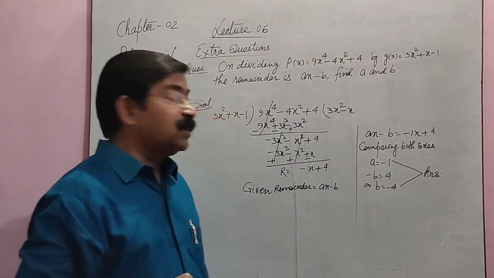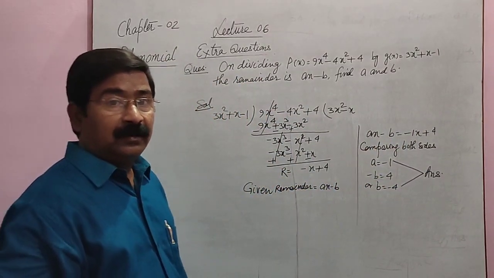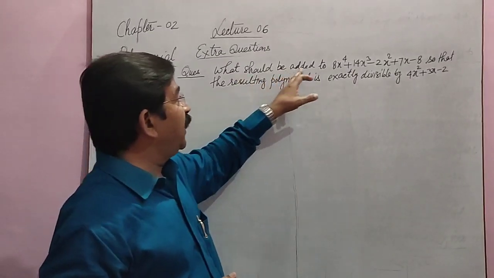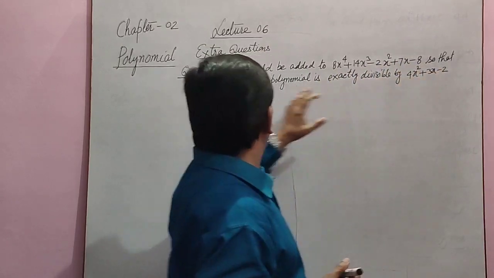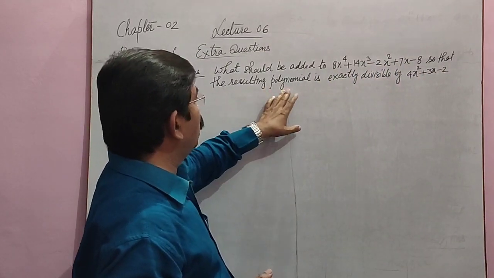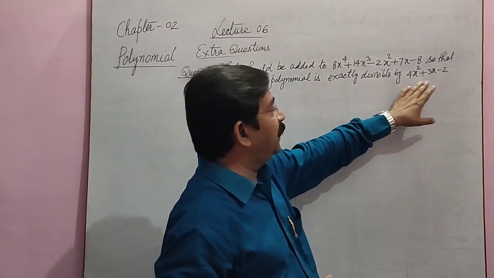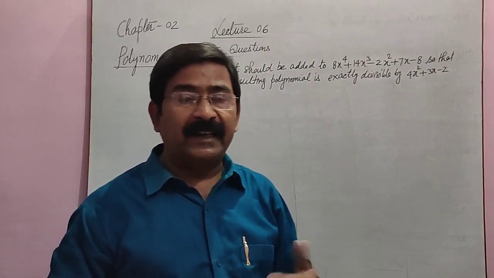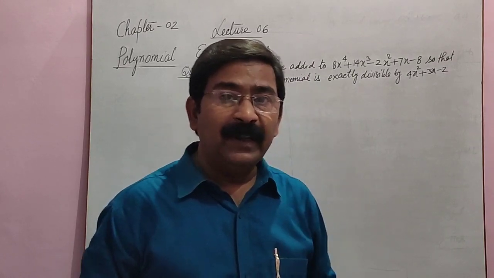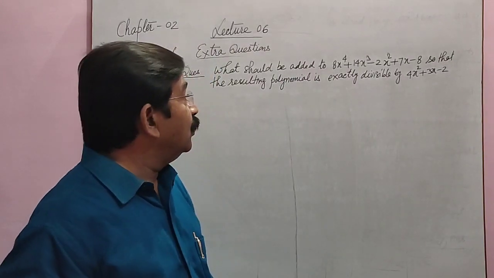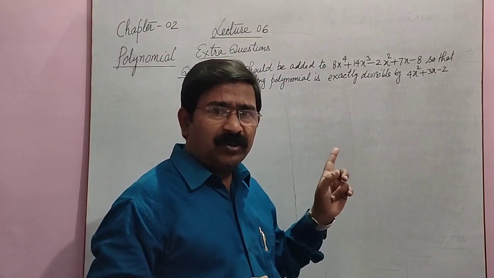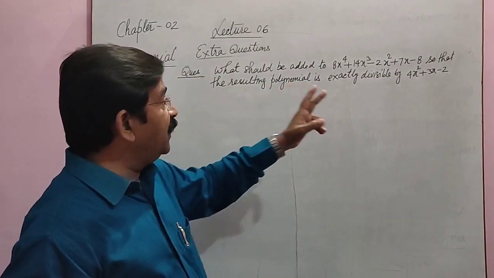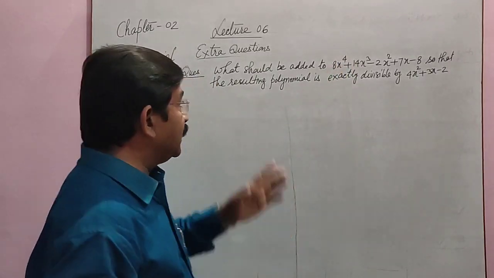Okay, very simple question it was. Here is another question, students. What should be added to this polynomial so that the resulting polynomial is exactly divisible by 4x square plus 3x minus 2? Exactly divisible means remainder will be 0. So this kind of question I have told already in the exercise. Let's see. We will divide the polynomial as given.